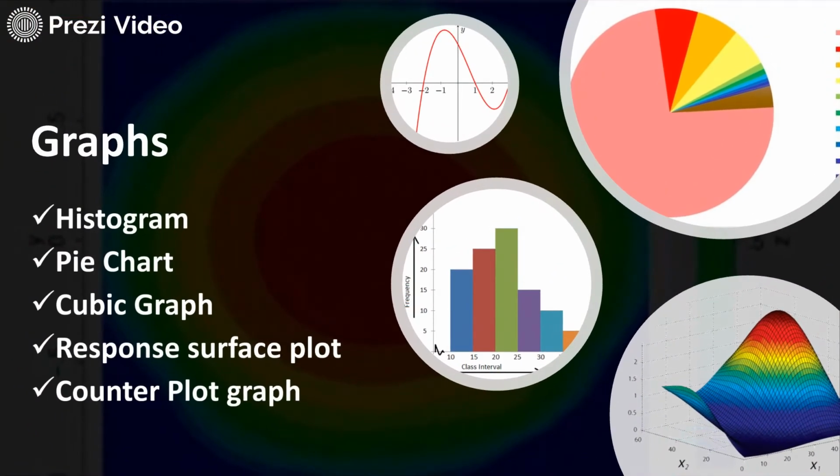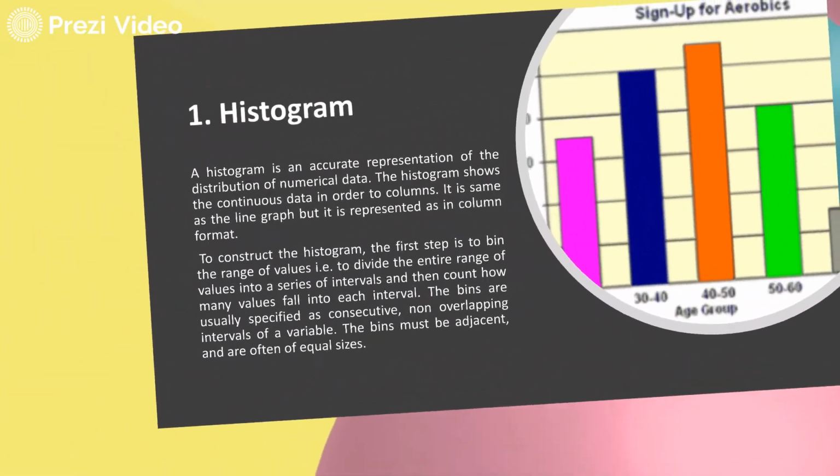In the graphs, we are going to basically discuss 5 graphs. First is the histogram, which you must have already studied in your 12th class, and pie charts. Then we are going to learn about cubic graphs, response surface plots and contour plot graphs. So first let us brush up what histograms are.